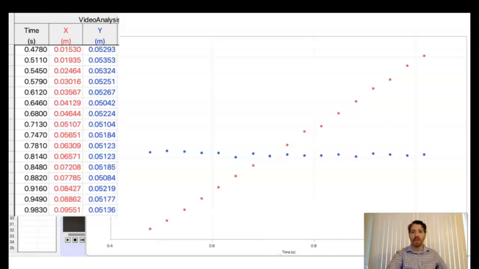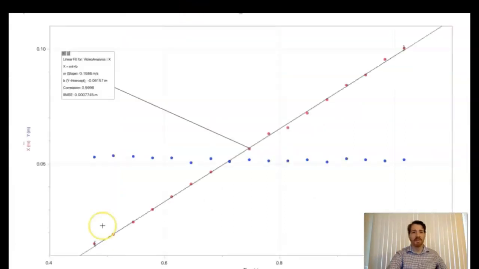So if we are noticing that it looks a little bit linear, one of the things that might occur to us to do is to try to get a line of best fit. So I did. I got a line of best fit. You can see it runs right through those points very nicely.